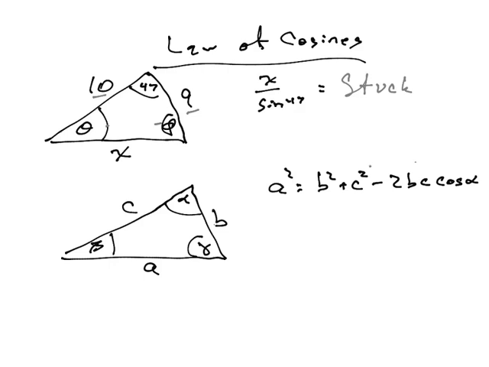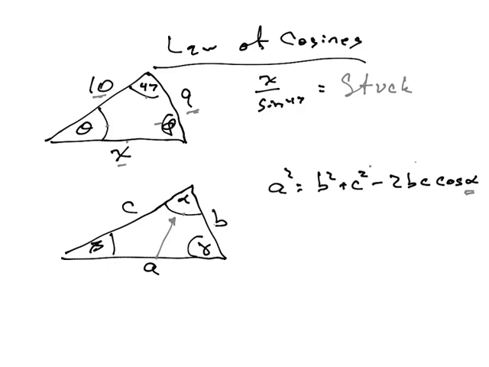In order to use it, what do you need? Well, first of all, if you're looking for a side length A, you need the other two sides. Okay, I'm looking for x. I have 9 and I have 10. Good, so I have the other two sides B and C. But you also need the angle associated with A. So that's this alpha. The angle with the A is the alpha. Here, with the x, I know the 47. Perfect, I can use it.